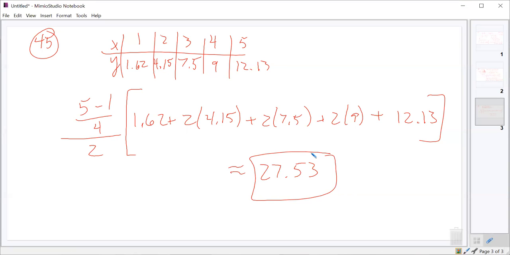Could you show this one without using the formula? Like the subintervals were equal? Say that again. Could you show this one without using this formula? Oh, you didn't use the formula? Yeah. Yeah. So yeah, let me.